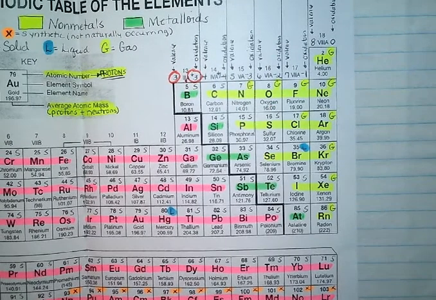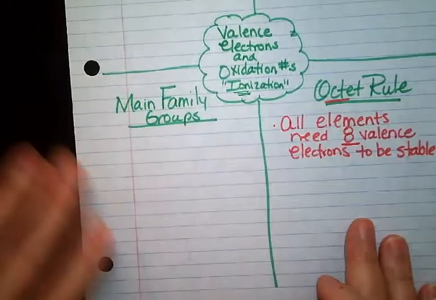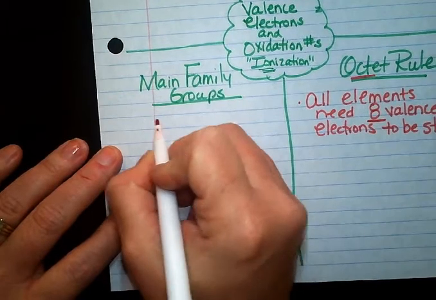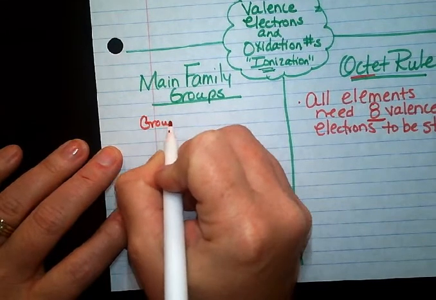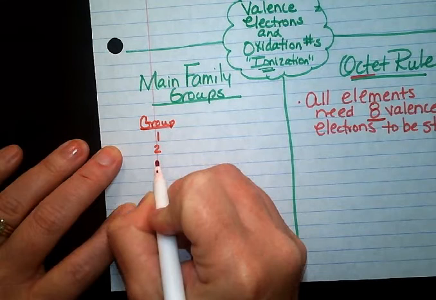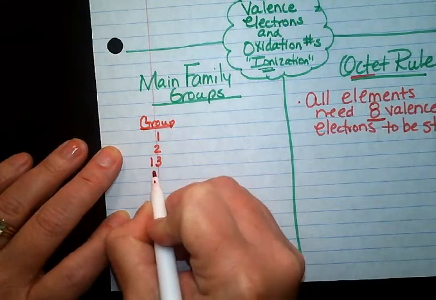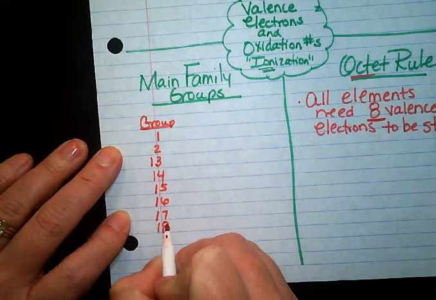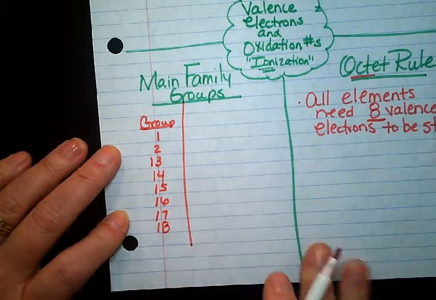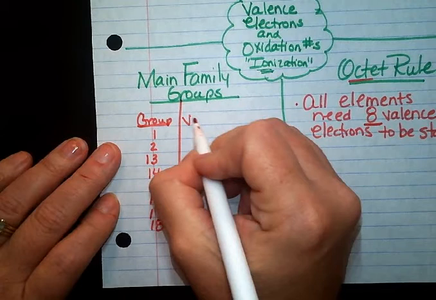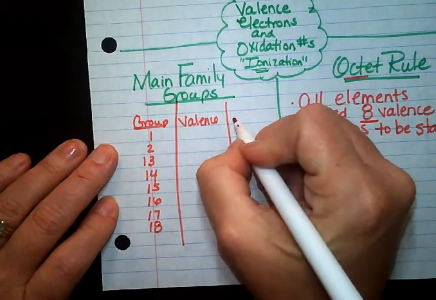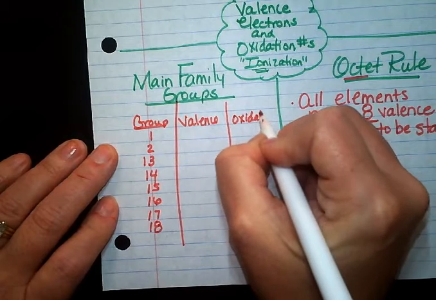As you're looking at that and filling this out as well, we're going to list those main family groups. So this is going to be family group 1, 2, then we're going to skip to 13, 14, 15, 16, 17, and 18. And we're going to look within those groups at how many valence electrons they have, and then we're going to look at their oxidation numbers.